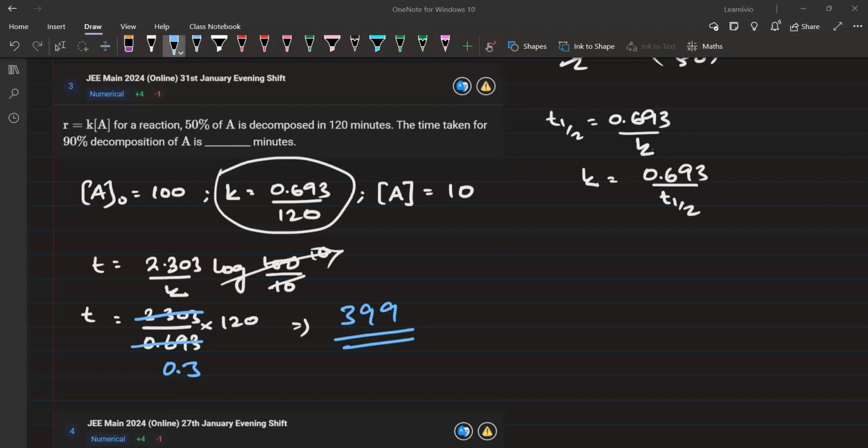In numerical type questions, please take your time. Don't be in a hurry. You will be doing only 5 questions of numerical type, so please take your time and get the exact correct answer. Anyone still writing? No, sir.